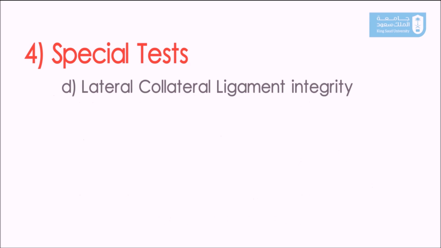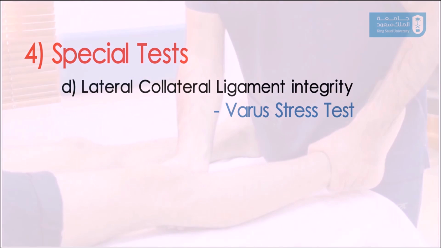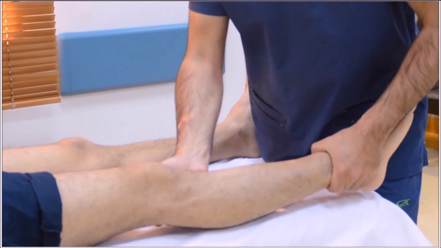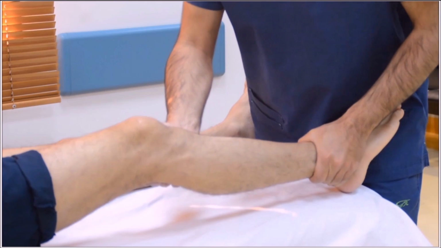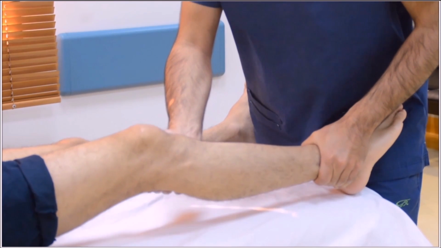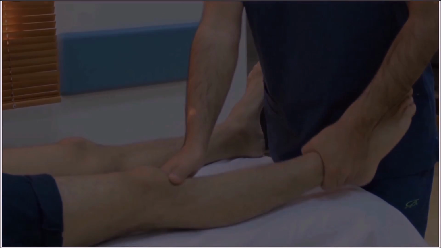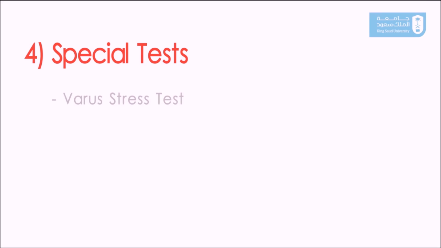To assess the integrity of the lateral collateral ligament, we do the varus stress test. The varus is the counterpart of the valgus test. The varus stress test checks for joint laxity on the outside of the knees, which usually represents an injury to the lateral collateral ligament. A positive finding demonstrates an increased joint laxity compared to the unaffected side.